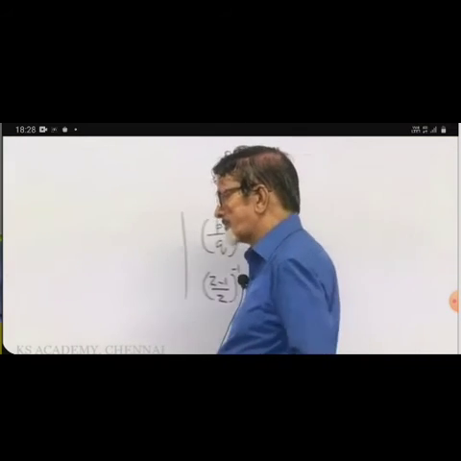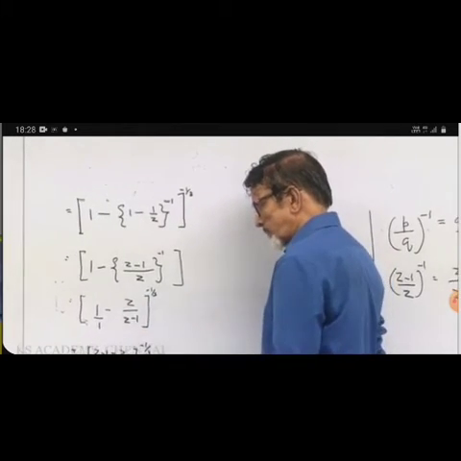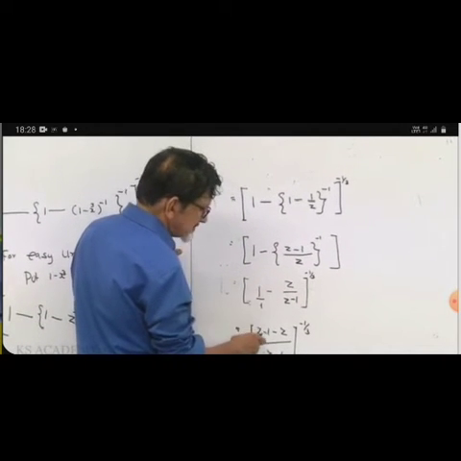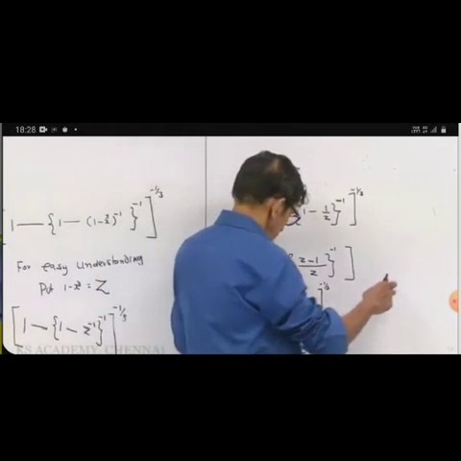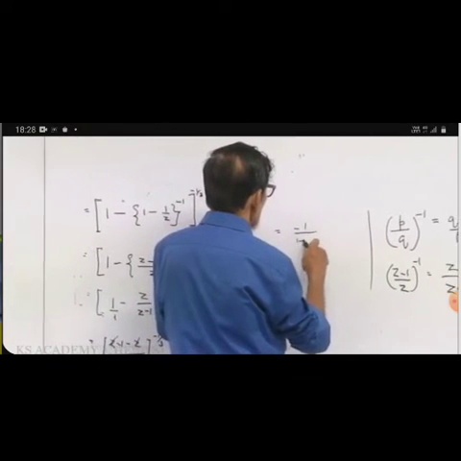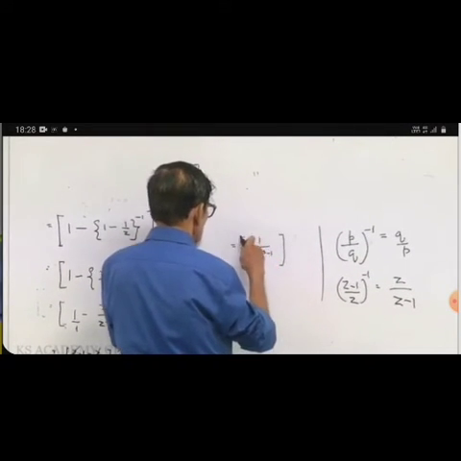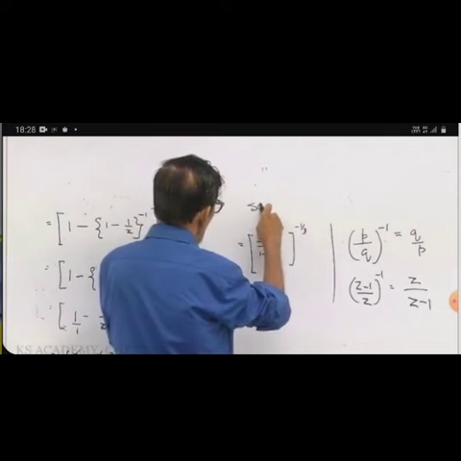LCM you have to take, z is the LCM. Fractions we have. Subtraction of 2 fractions, LCM. Addition of 2 fractions, LCM. 1 you divide by z minus 1, multiply. Substitute for z.